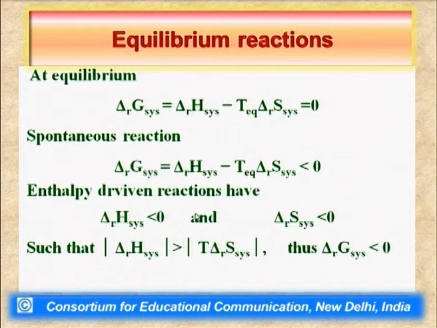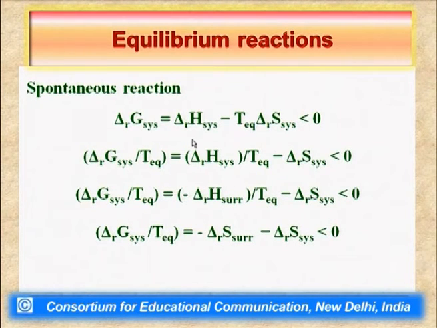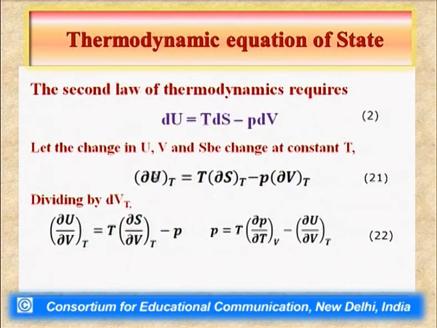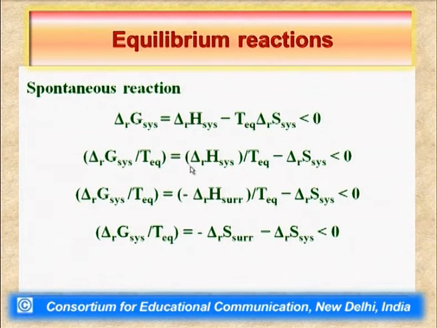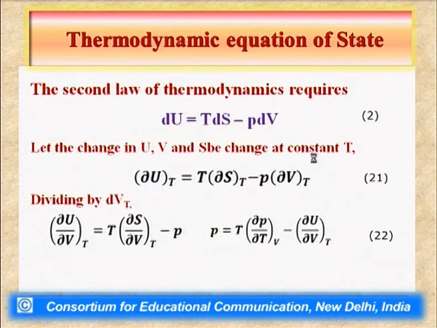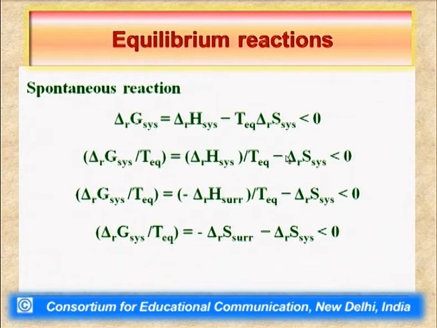You see, for this to be seen, let us rearrange this equation once again. Let us divide the equation delta_r G system equals delta_r H system minus T equilibrium delta_r S system, less than or equal to 0 for a spontaneous reaction, by the equilibrium temperature T_eq. So, what we get is delta_r G system by T equilibrium equals delta_r H system by T equilibrium minus delta_r S system, because here the temperature gets cancelled. So, in the last term you have only delta_r S system.